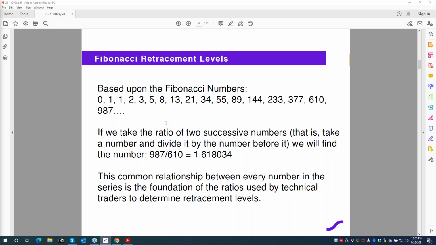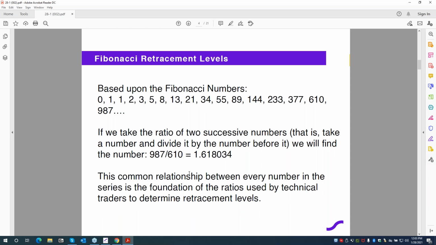The Fibonacci retracement levels are based on numbers starting from 0, and we'll go through them together. 0, 1, and then 1 again. If you add 1 plus 1, it equals 2. 1 plus 2 equals 3. 2 plus 3 equals 5. 5 plus 3 equals 8, and so on. This is a series of numbers that add up to the Fibonacci numbers. So if you're adding, for example, 5 plus 8, it equals 13. This is how the ratio is conducted.